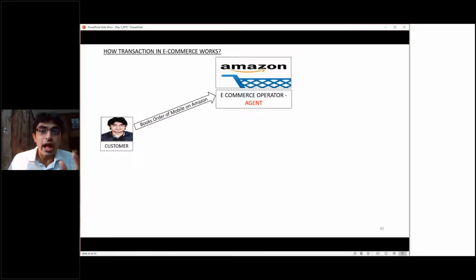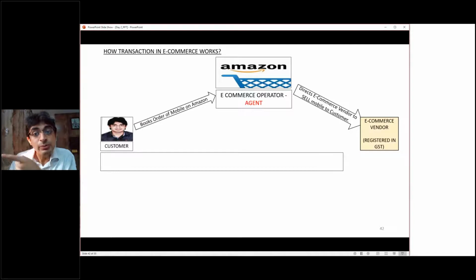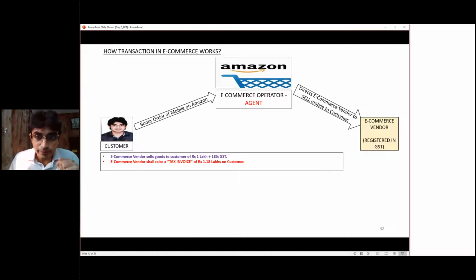Now, do you think Amazon is selling to you? No. There are shopkeepers who are registered on Amazon as e-commerce vendors. Amazon will pass the order to that vendor. So the e-commerce vendor shall sell goods to me, and shall raise the invoice on me.